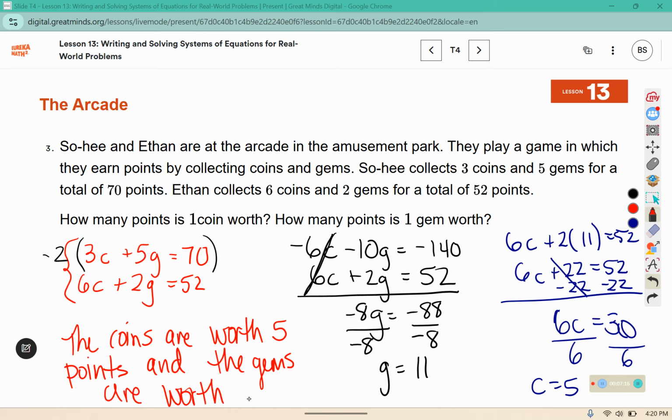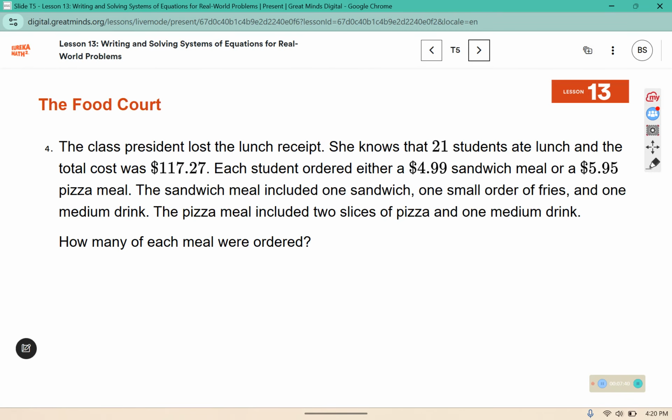The class president lost the lunch receipt. She knows that 21 students ate lunch, and the total cost was $117.27. Each student ordered either a $4.99 sandwich meal or a $5.95 pizza meal. The sandwich meal included one sandwich, one small order of fries, and one medium drink. The pizza meal included 2 slices of pizza and one medium drink. How many of each meal were ordered?